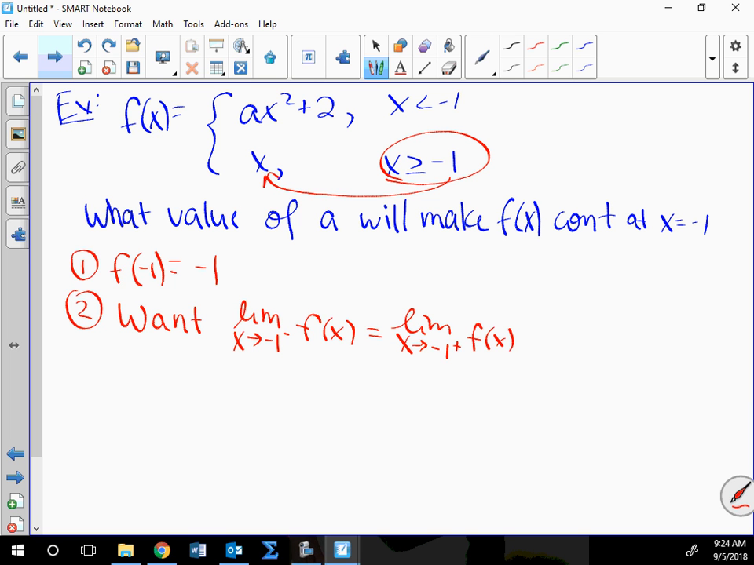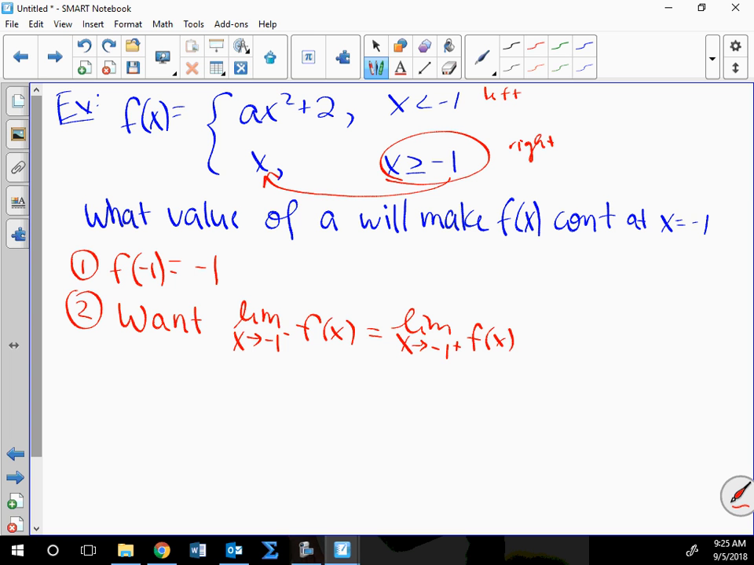Because I need my overall limit to exist. In order for my overall limit to exist, I need the left and the right to be the same. So let's talk about our piecewise. Top or bottom, which one is my left piece of the graph? Good. So that's going to be the left side. This is my right side. Okay, so I basically need this left hand to equal up with the right hand.